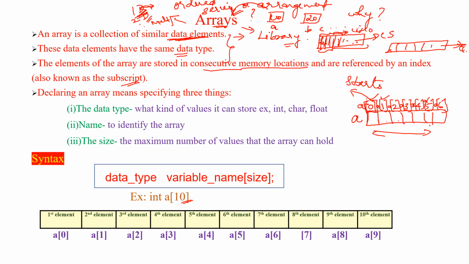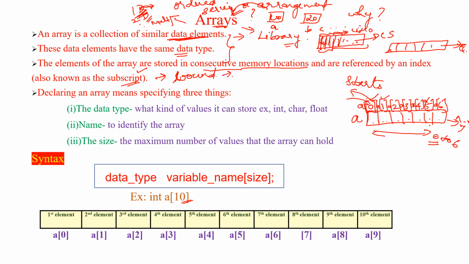1, 2, 3, 4, 5, 6, 7. The length is 7. The index will be 0 to n minus 1, so if n is equal to 7, it is 0 to 6, because the index always starts with a 0. The index is also called the subscript, or the bound. Lower bound is called the lower index, and upper bound is called the upper index.